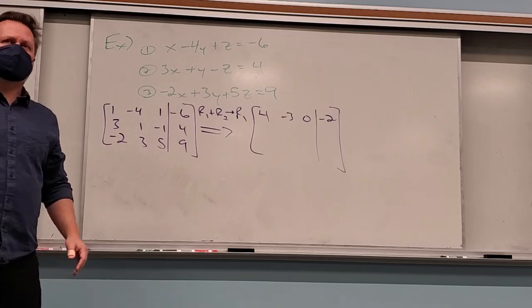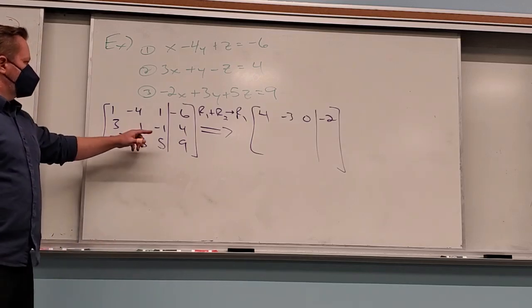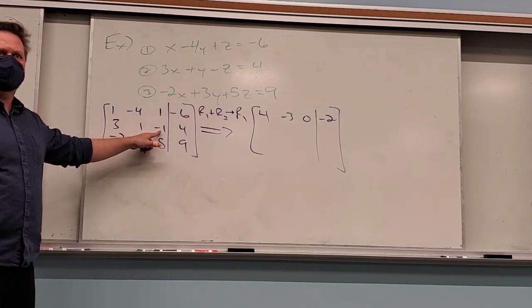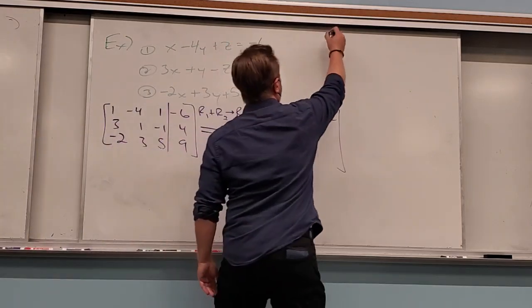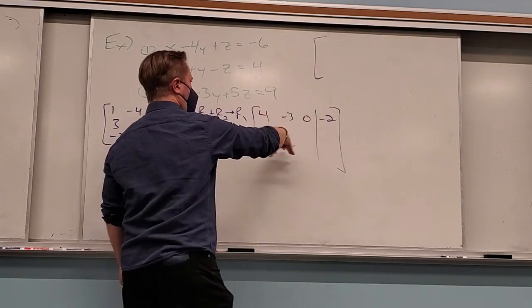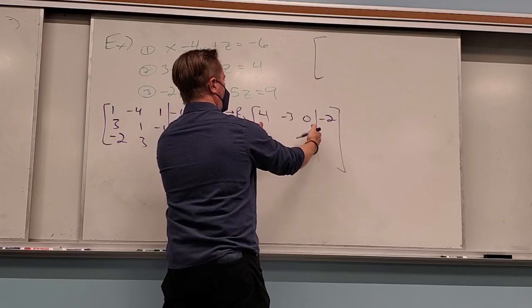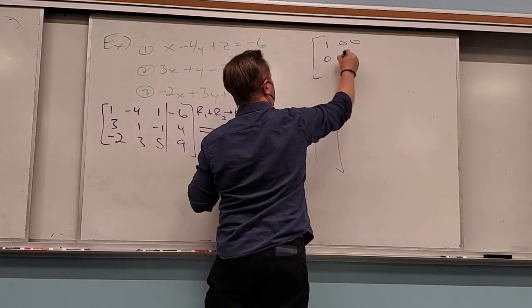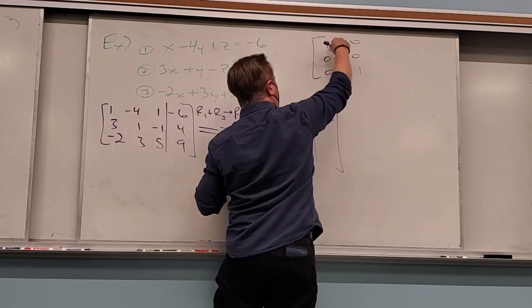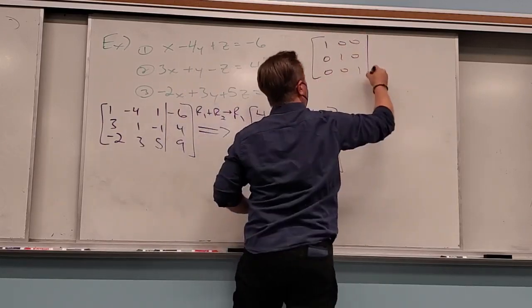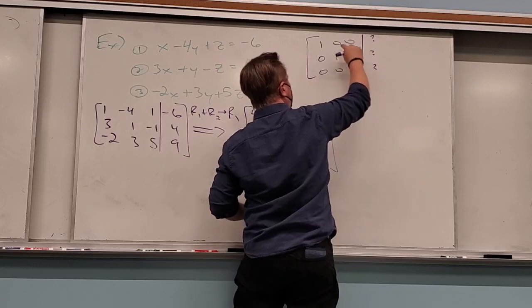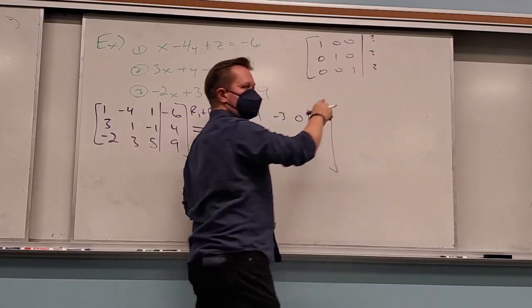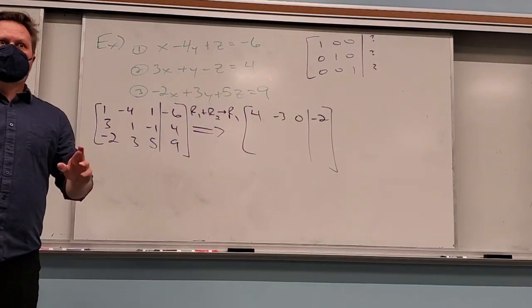Let me see if you guys are cool with this. Don't I want a zero to show up here also? Do you guys remember, what is the goal with this chunk, this body of it? What do I want this to end up looking like? Yeah, if I can make it look like diagonal ones, I can just read off the answers, x equals blah, y equals blah, z equals blah. Do you guys see that?